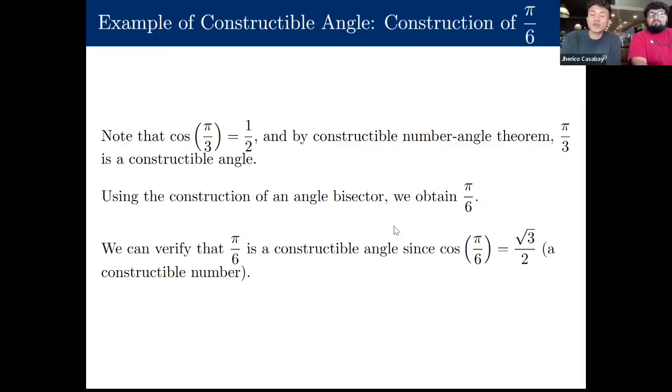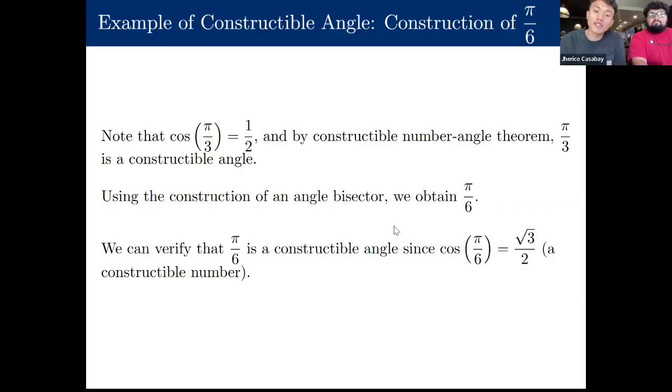It's a similar process that we can do with the construction of pi over 6. We can take that cosine pi over 3 is 1 over 2. And so by the constructible number angle theorem, we know that pi over 3 is a constructible angle. If we use the idea that we had with the angle bisector and bisect the angle pi over 3, we get pi over 6.